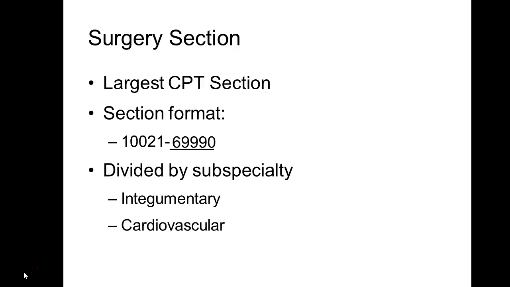Now, they are then divided by what we call subspecialties. So these are our body systems. We have integumentary, musculoskeletal, respiratory, cardiovascular, hematic, lymphatic, mediastinum, and diaphragm. Then we go to digestive, urinary, male genital, female genital. Then we do endocrine, nervous. Then we have the eye, then we have the ear. Okay, and that is all surgery.